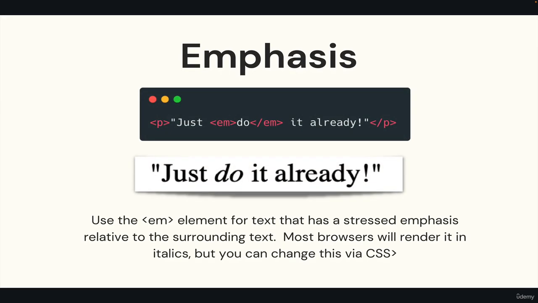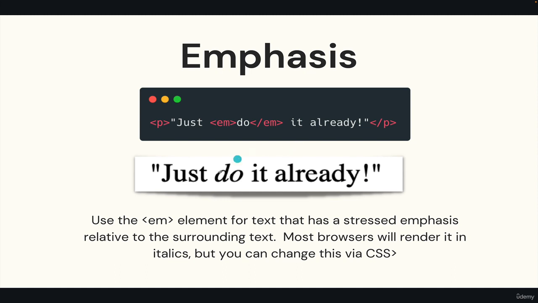Welcome back. So next up, we are going to talk about a couple of text-based elements, and the first one is called the emphasis element. We write it using EM tags, EM for emphasis, and we use this whenever we want to add a stressed emphasis to a piece of text relative to its surrounding text.